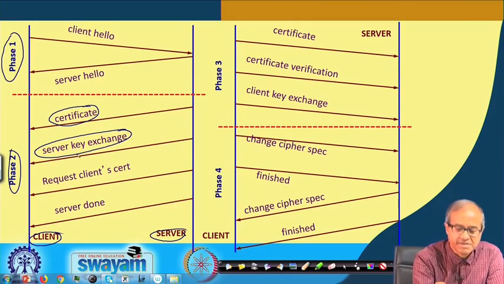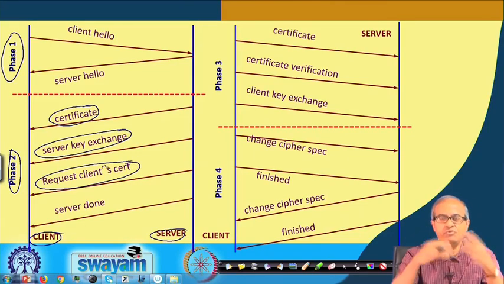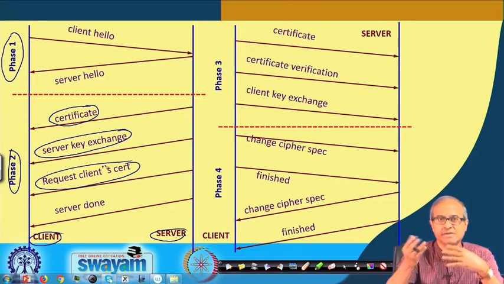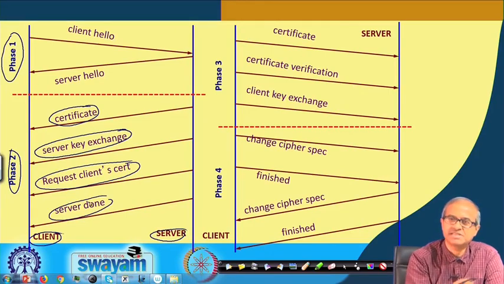Anyway, first is the certificate and server key exchange, then it will request the client certificate. It will ask the client to send a certificate, because in this case both the sides will have to share certificates, because everything will be carried out in an encrypted fashion. And last, server done. These are the 4 messages which are sent one by one.